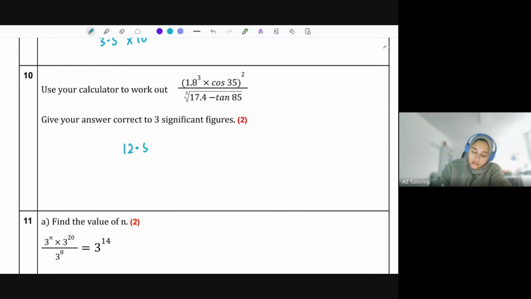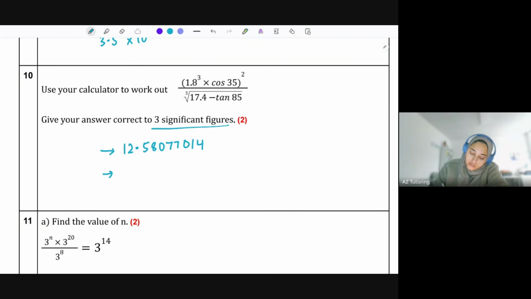12.580777014. It says give it to 3 significant figures. I would always recommend in the exam writing what your calculator shows and then rounding it to 3 significant figures, because this is a 2-mark question. So it wants to see what you actually got on the calculator, and then it wants to see your rounding for the 2nd mark.